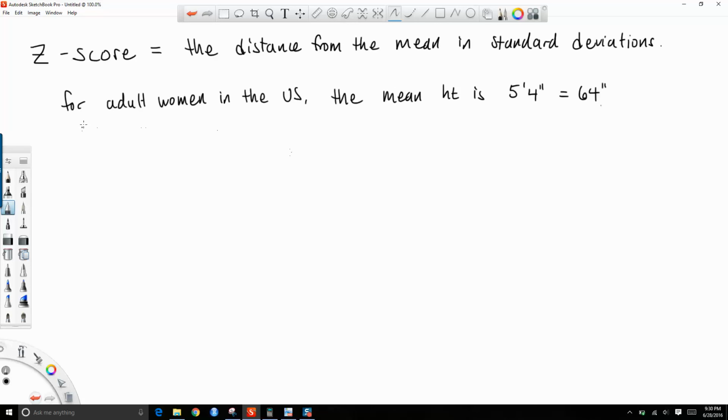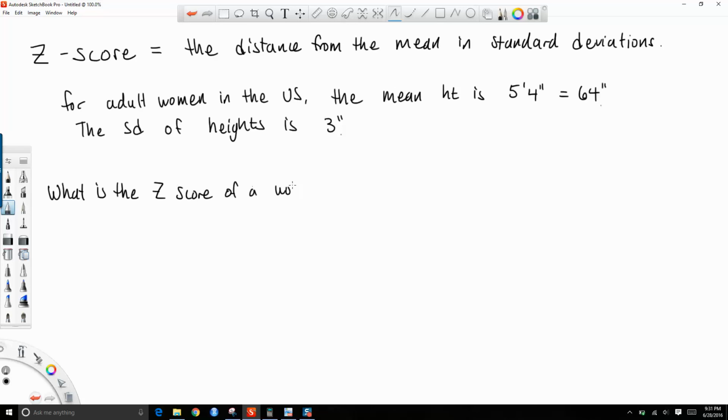Let's say the standard deviation of heights is 3 inches, just so we have nice, even numbers. All right. So here's the question. What is the Z-score of a woman who is 70 inches tall?